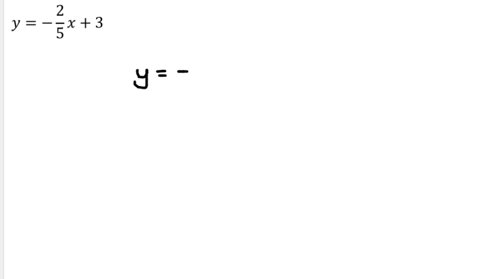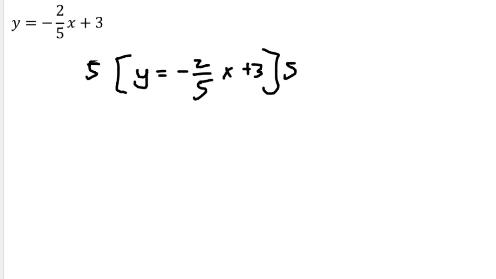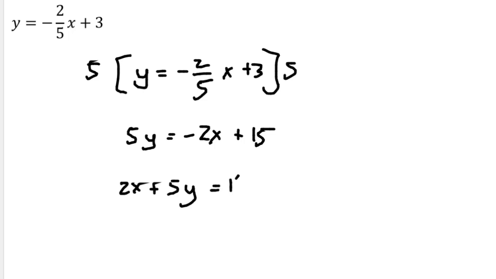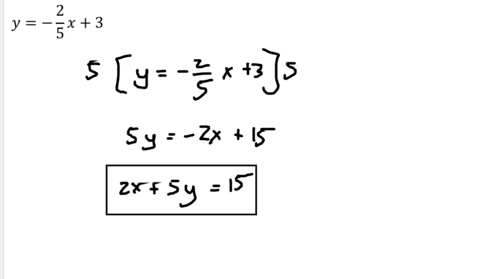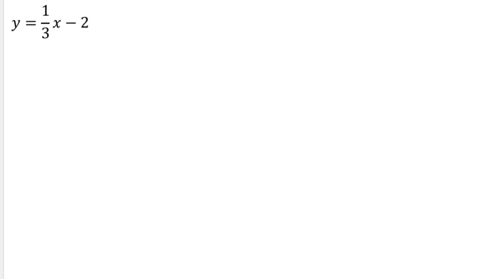y equals negative 2 over 5x plus 3. As we can see here, we have a fraction. So the first step is to get rid of the fraction. We're just going to multiply both sides of the equation by 5. Distributing the 5, we got this. And what we can do now is transform the variables x and y to the left side and leave a constant on the right side. So we got this equation. There you go.